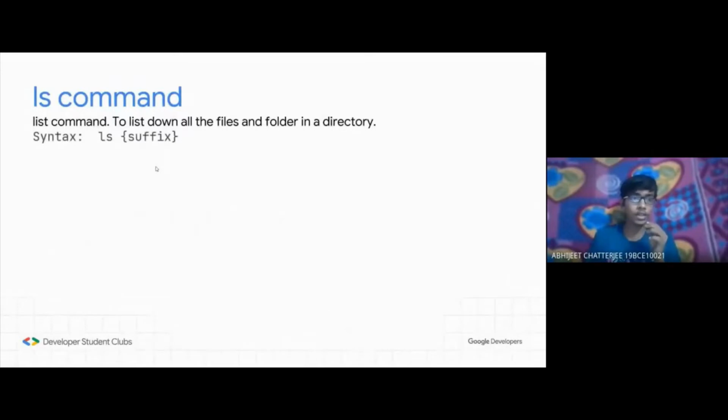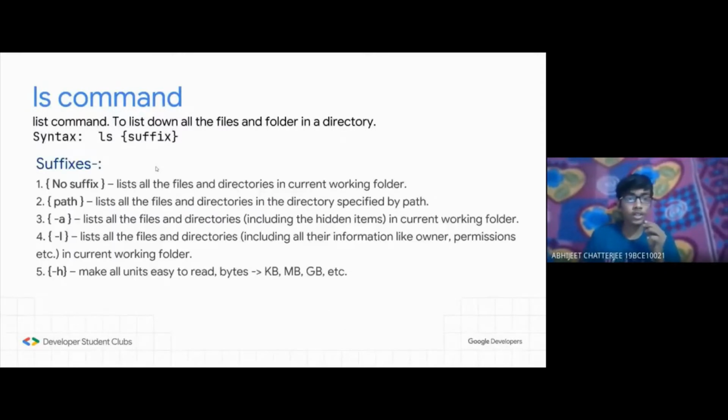Next is the ls command, also known as the list command. This is used to list down all the files and folders that are present in the current directory. Its syntax is similar to that. It has ls followed by a suffix. This can have five types of suffix. Firstly, it can have no suffix. Then it shows the general files and folders present in the directory. Then we can have ls path so that it shows all the directories in the specified path. Then we have the dash a. What dash a does is it shows all the hidden items and folders also, which are not shown by the no suffix one. Next, we have the dash l.